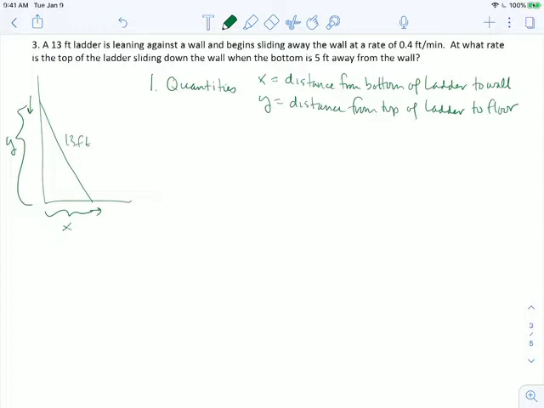Now we want to begin asking ourselves some questions. First of all, what are we looking for? What do we want? So let's go to the question, at what rate is the top of the ladder sliding down the wall? Well, if y is the distance from the top of the ladder to the floor, then what we want is the rate of change in y, which I write as dy over dt, when the bottom is 5 feet away from the wall. Well, that's the value of x. And so we want dy over dt when x is equal to 5 feet.